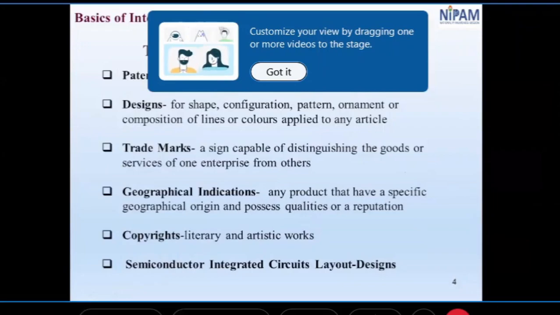Again, I am telling you that IP is the superset here, and patent, design, trademark, geographical indication, copyright, SICLD, and plant variety protection, PVPR, are small parts of that superset. So these different types of IPs are the subset, and IP is the superset. Next time someone will ask, because after this webinar most people will ask, sir, how to register a design patent? There is no term like design patent. Either you have to register your IP under design protection, or under patent protection. So patent, design, trademark, geographical indication, copyright, SICLD, plant variety protection are all subparts of the bigger set, that means IP.